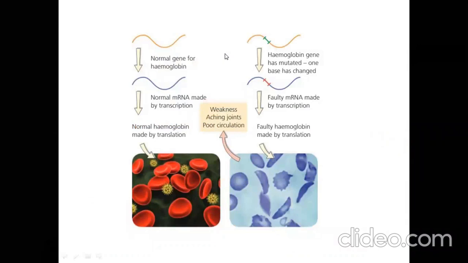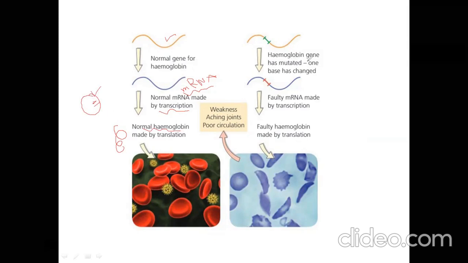Right, so if you check here, this is the normal gene for hemoglobin. When transcription of that gene happens, it will produce normal messenger RNA. And translation of that messenger RNA will happen, meaning conversion of that messenger RNA sequence to a sequence of amino acids, a protein, and that will code for normal hemoglobin. Hemoglobin is present in red blood cells, so the red blood cell will be biconcave and round, that will be normal.